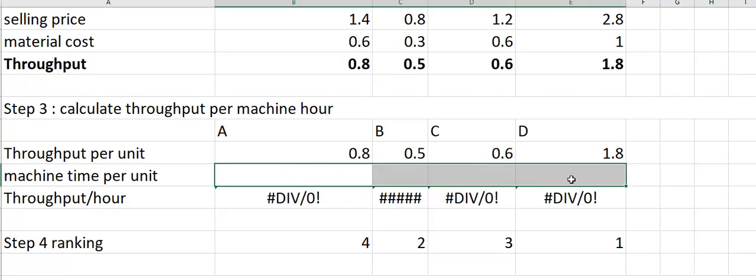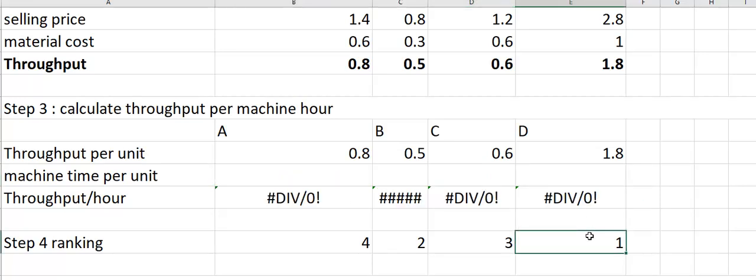I have to remove this. Are you following? Yes, we are following. Okay.